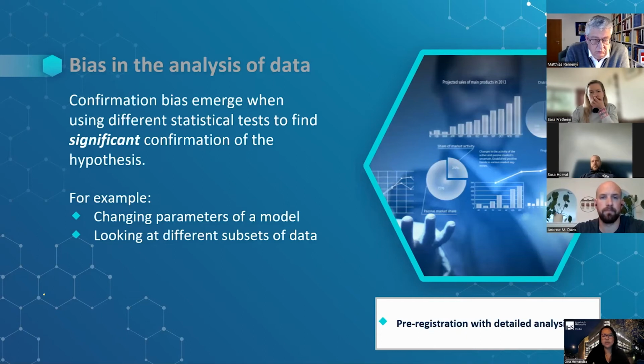Okay, as I was telling you at the beginning, we also have bias in the analysis of data, and this consists in confirmation bias that emerges when you are using different statistical tests in order to find a significant result, right? You need to find the right p-value in order to confirm your hypothesis. And to do that, a lot of people are changing the parameters of the model, for example, or they are looking at a specific subset of the data in order to get the results they are trying to get.